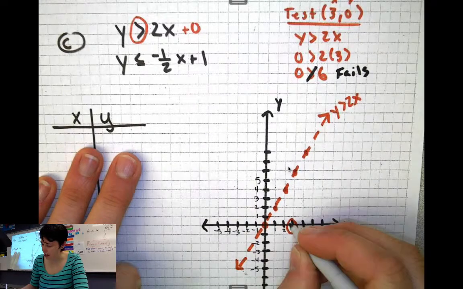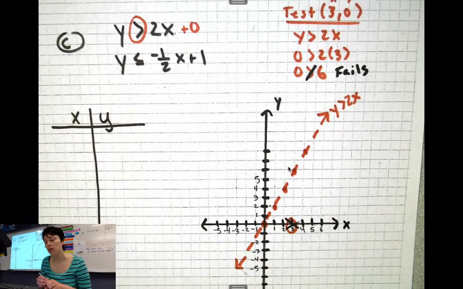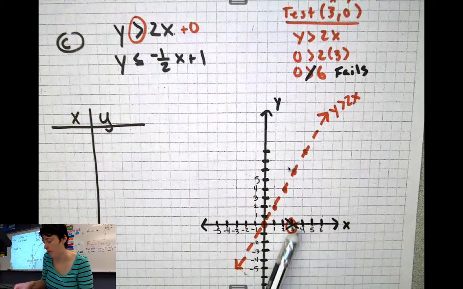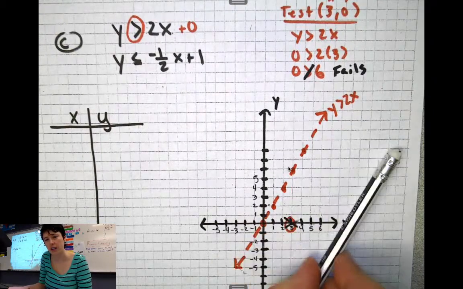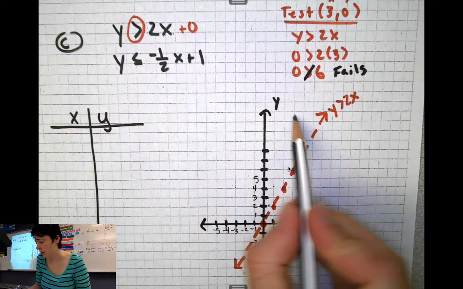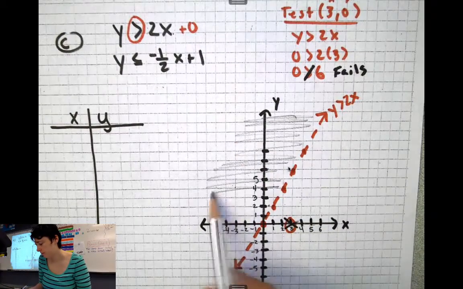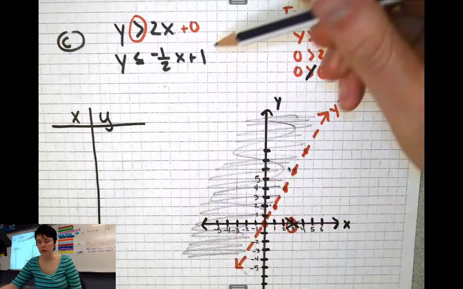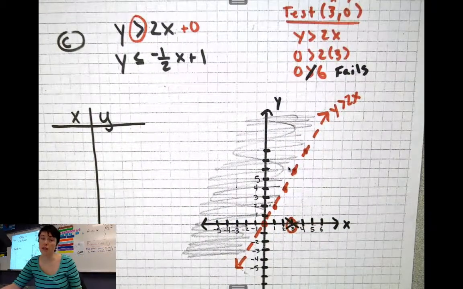And if it fails, that means on the graph, all of our shading is going to happen on the opposite side. This point failed, everything over here fails. So the shading is actually happening on this side. And then for our next one, we're going to do the same process, just on the same graph.